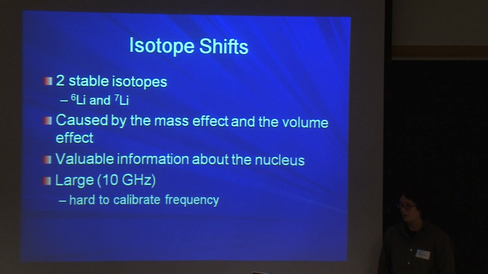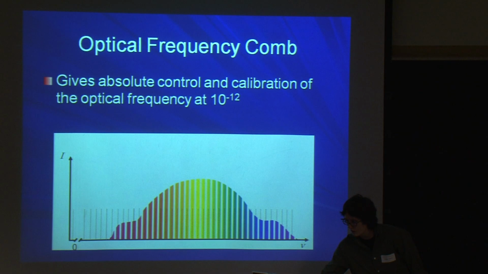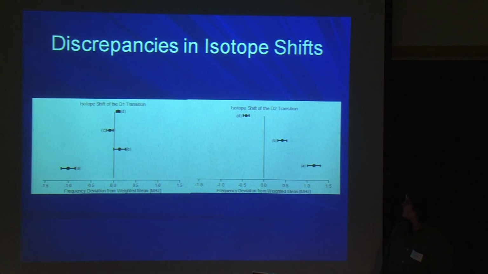So we can learn about the charge radius of the nucleus if you compare the experimental results with the theoretical calculations. And the isotope shifts are pretty large. They're 10 gigahertz, which is a really hard frequency to calibrate in the lab. So we're working on an experiment to fix this, using an optical frequency comb, which we'll talk about in a second. These are the graphs of the isotope shifts that people have measured. You can see there's also a lot of discrepancies in that.